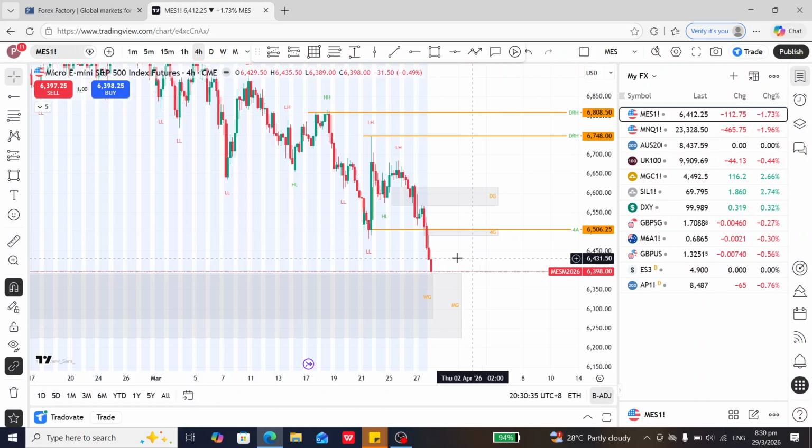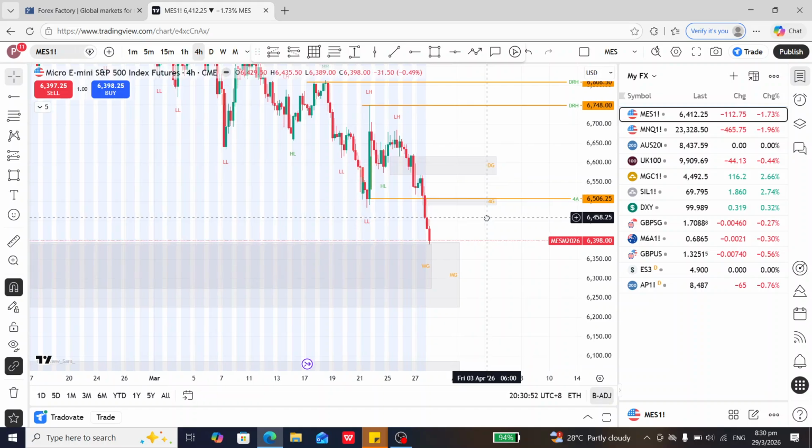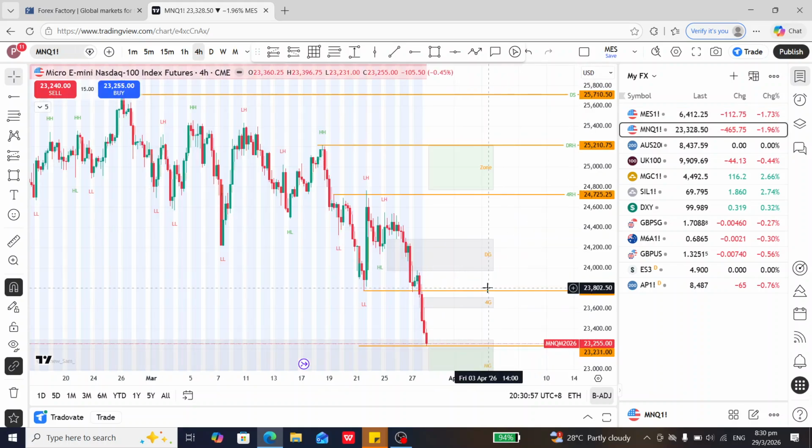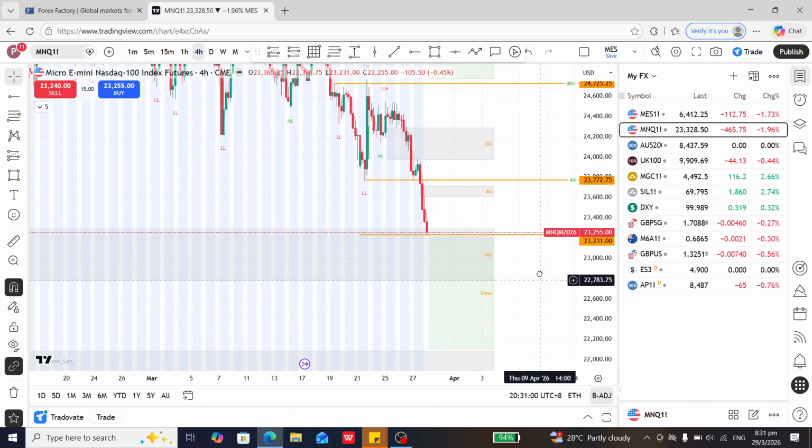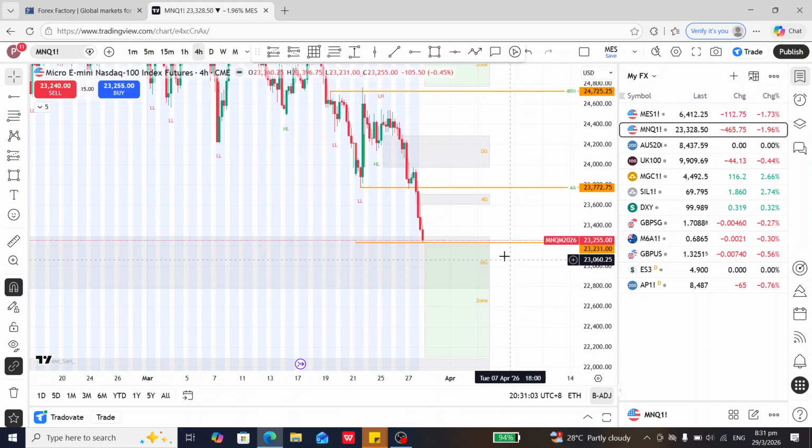So for the S&P 500, I don't have any trading zone for this week. I only see how the market develops the price during the week. As of now, no trading zone, only need to monitor. So go to Nasdaq. Okay, Nasdaq is quite similar. Everything here is the same as the S&P 500: the daily gap, the 4-hour gap, the area. Also the market is reacting to the monthly gap.